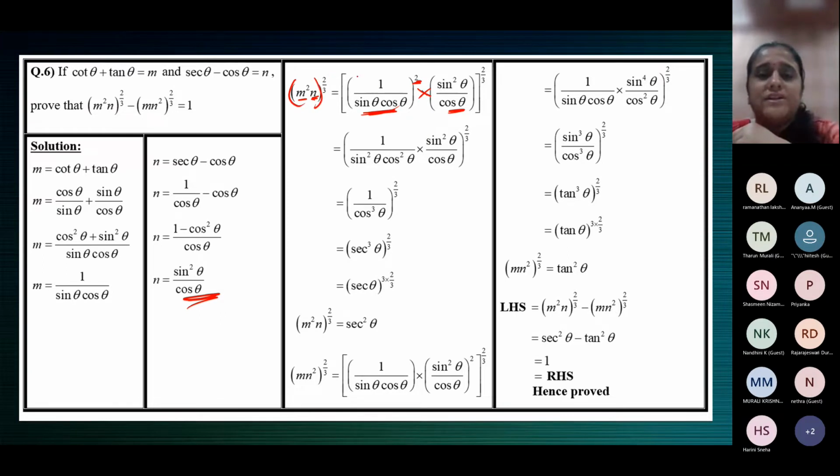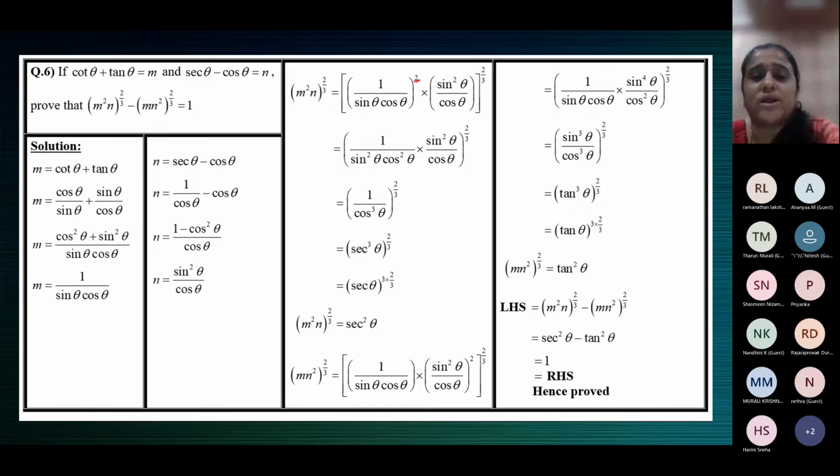So whatever you've written, you should enclose the whole thing in a bracket and raise it to the power 2 by 3. You can see it here. The whole thing is raised to the power 2 by 3. That's the first step. Then you should apply now. Okay, so here you can find the product. So what is this 1 square? And what is sine theta, cos theta, the whole? Apply the power 2. We need to simplify that.